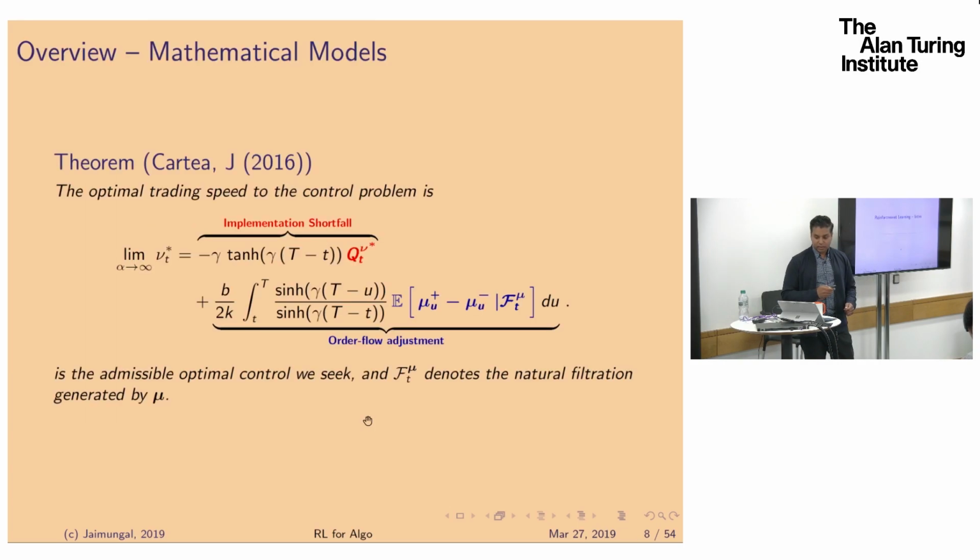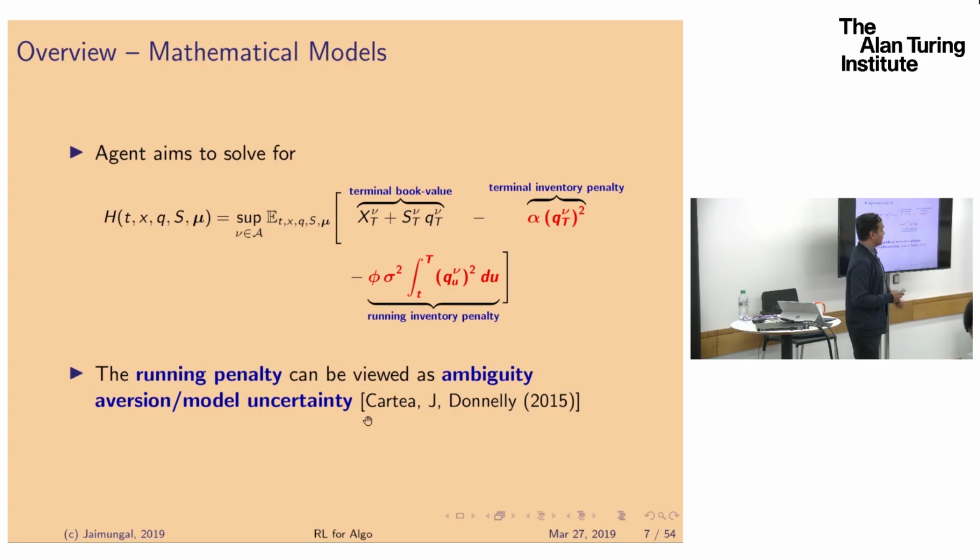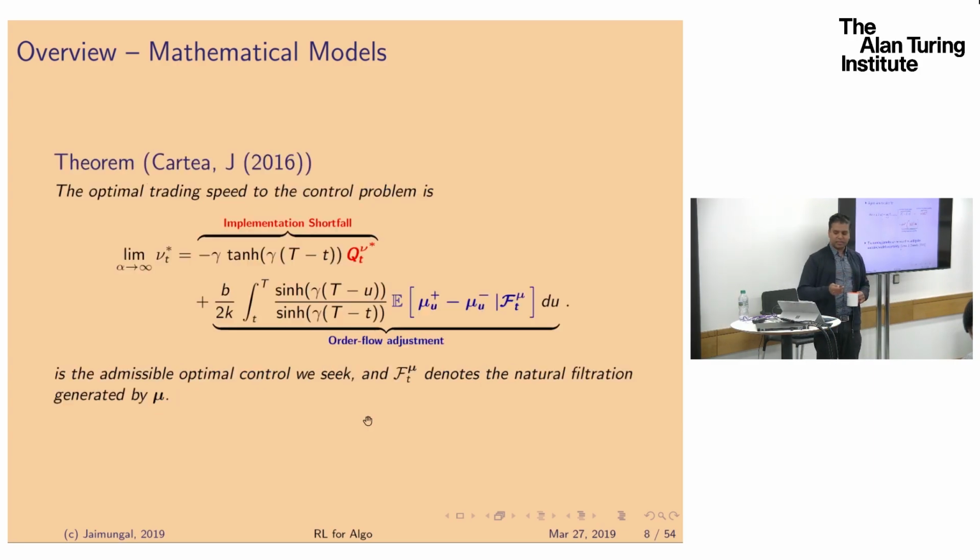What's alpha? Sorry, alpha is a terminal penalty. So it's what forces your inventory to 0 at the end. The optimal solution when alpha is not infinite is very similar. The deterministic functions of time are just different, but it has the exact same structure.